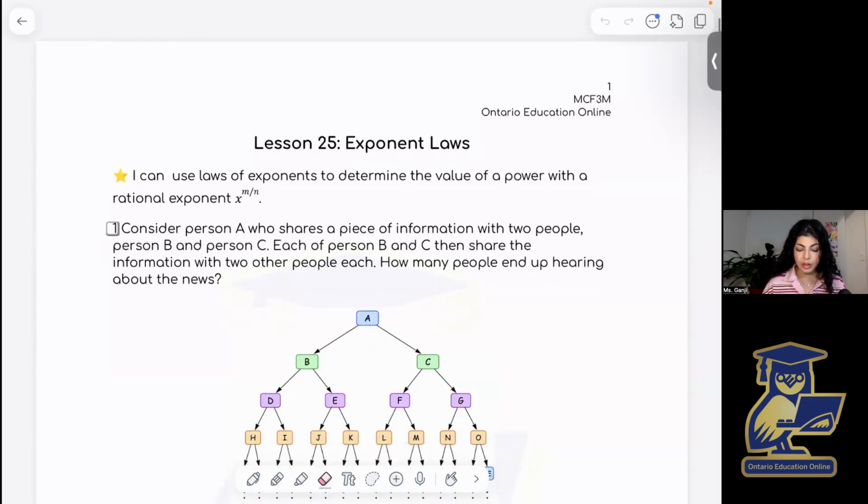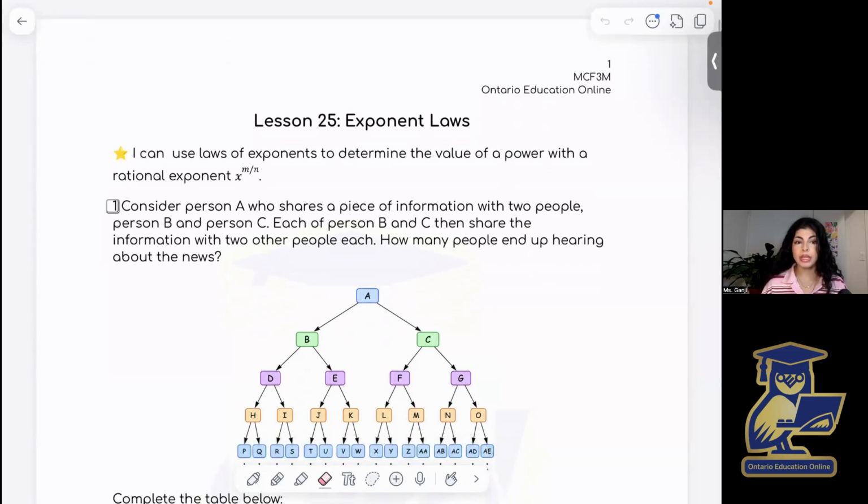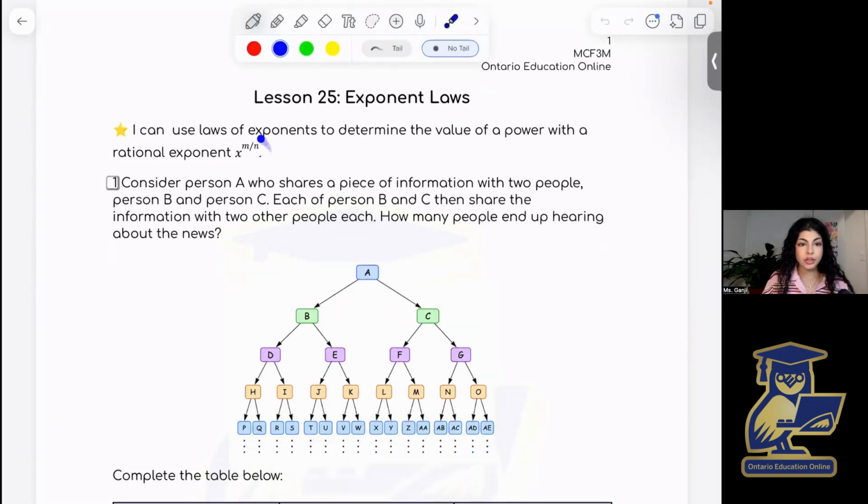laws. So our learning goal today is to be able to use laws of exponents to determine different expressions using exponents, but specifically with rational exponents. So any exponent that can be expressed as a fraction. So as shown here, for example, x to the power of m over n. So our exponent here is m over n, which is a fraction.